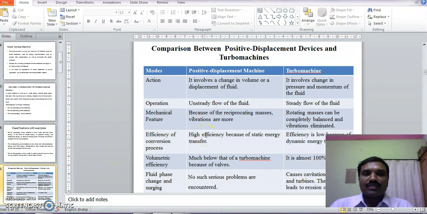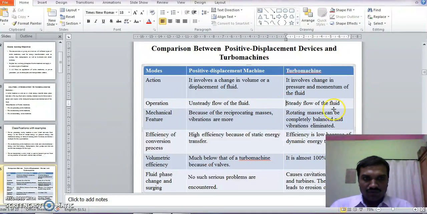Comparison between positive displacement devices and turbomachines. In positive displacement, it involves changes in volume or a displacement of the fluid, whereas in turbomachines, there is change in pressure and momentum of the fluid. Here, unsteady flow of fluid in positive displacement machines, whereas in turbomachines, steady flow of fluid. In positive displacement machines, the mechanical features involve reciprocating forces and more vibrations, whereas in turbomachines, rotating forces can be completely balanced and vibrations are eliminated.